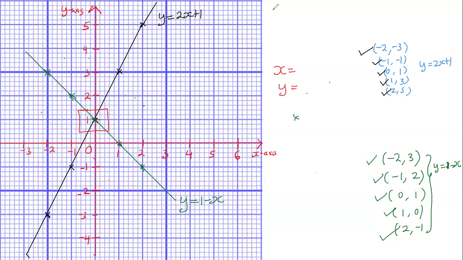Let me see through the chat. What is the x coordinate of this meeting point and what is the y coordinate? Put your answer in the chat. 0, 1. Very good, very good. So I say my x is equal to 0 and my y is equal to 1. And therefore, we have finished solving the simultaneous equation.